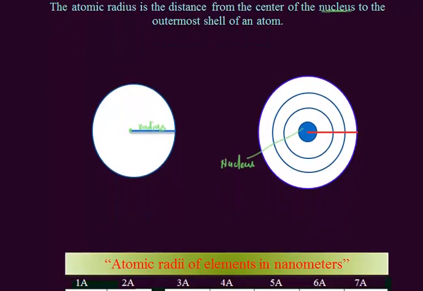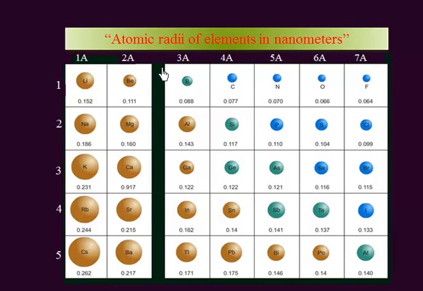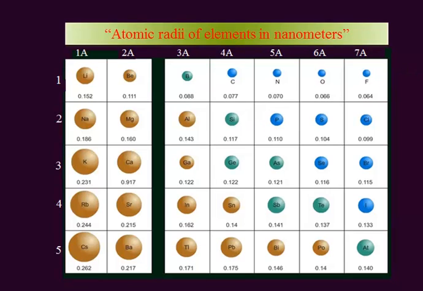Here we have the periodic table, and this periodic table shows the atomic radii of elements in nanometers, and visually you can see that the size of the balls shows the trend of atomic radii in the table. If we look from top to bottom, the size of the ball increases. It means that atomic radii of atoms increase from top to bottom, and decrease from left to right in the table.